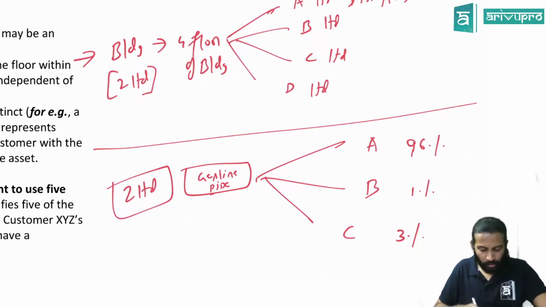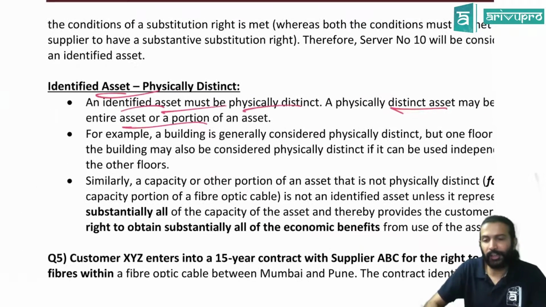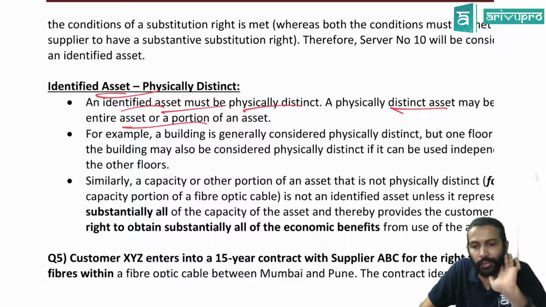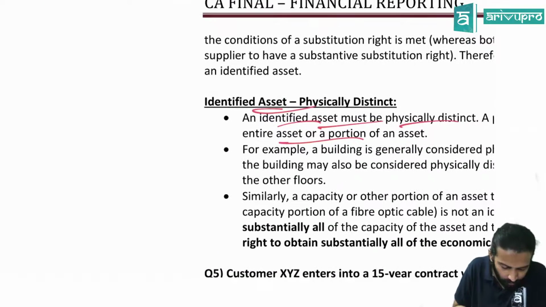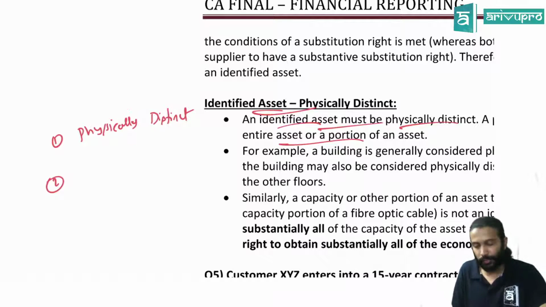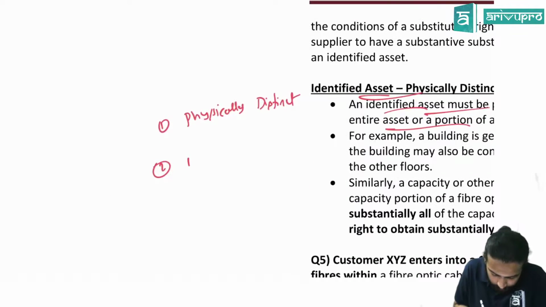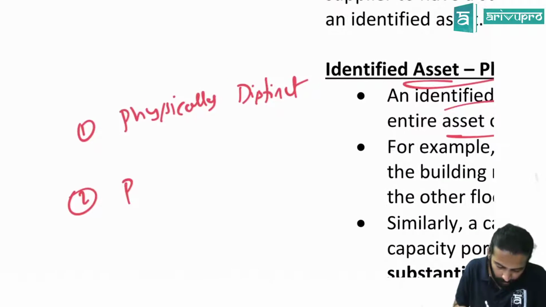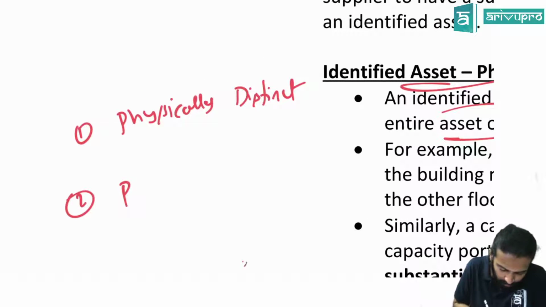Okay, so from the identified asset perspective, we can write a few points. When can you say an asset is identifiable? One, it has to be physically distinct. Yes or no? That's the first point. And is it necessary for the whole asset to be physically distinct? Even a part of the asset can be physically distinct. Yes, that's the second point we learned.